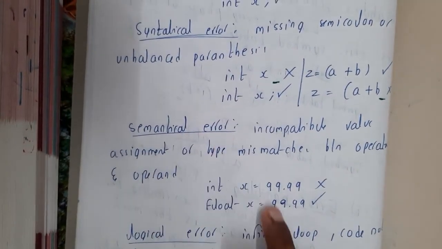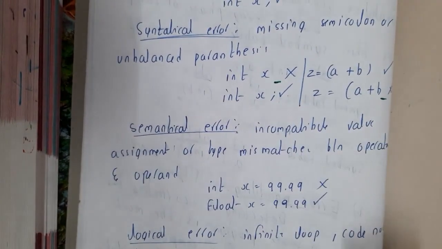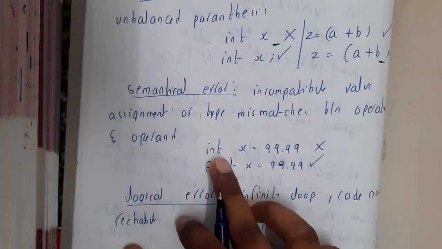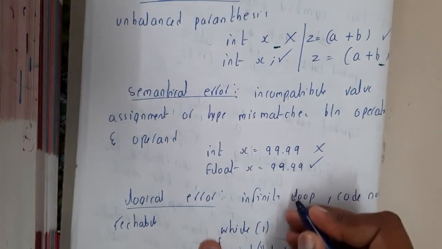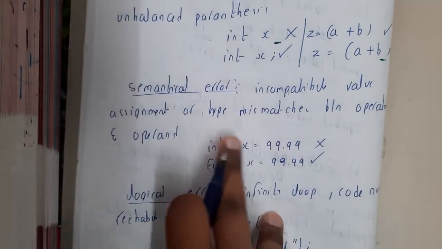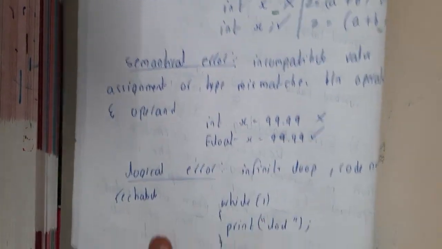Similarly, semantic errors. I told you, right? The type checking, mismatches and all those things. Here you wrote int x is equals to 99.99. Will it be valid, guys? No, you'll be getting an error there. These kinds of errors are nothing but the semantic errors.